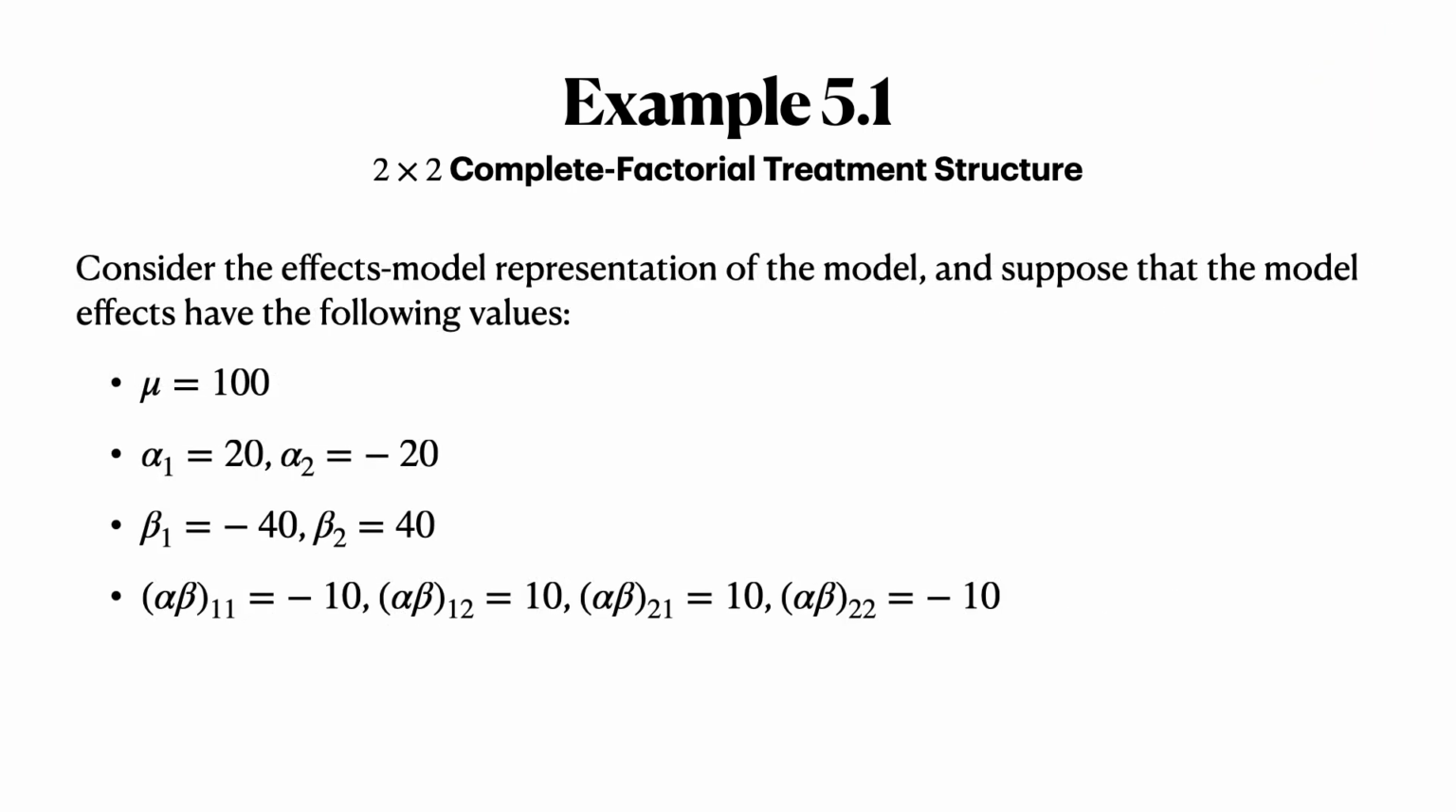Now consider the effects model representation of the model, and suppose that the model effects have the following values: mu equal to 100, alpha 1 equal to 20, alpha 2 equal to negative 20, beta 1 equal to negative 40, beta 2 equal to positive 40, alpha beta 1 1 equal to negative 10, alpha beta 1 2 equal to positive 10, alpha beta 2 1 also equal to positive 10, and alpha beta 2 2 equal to negative 10.